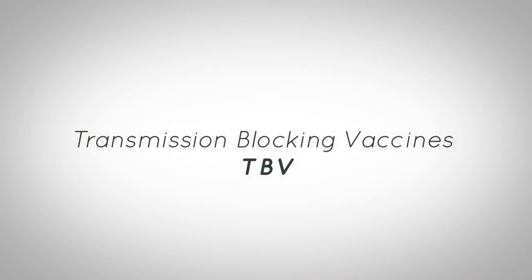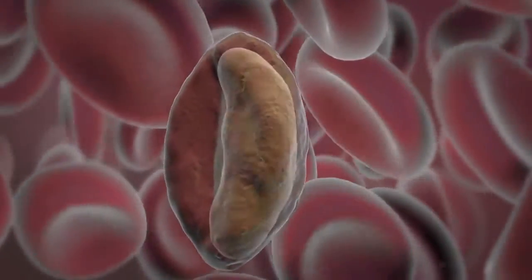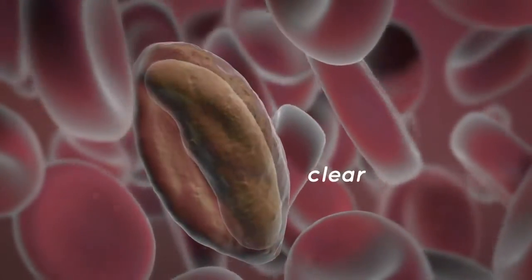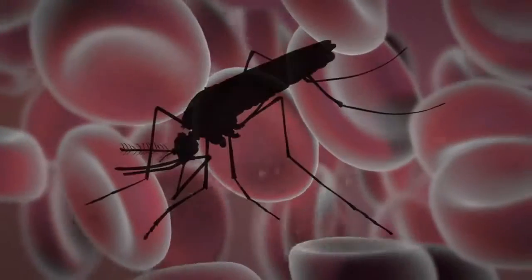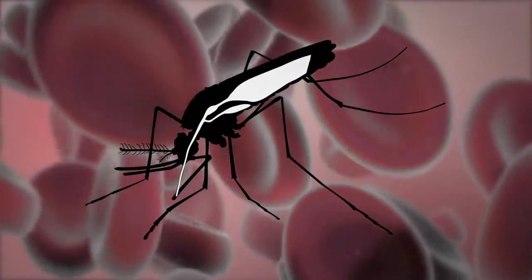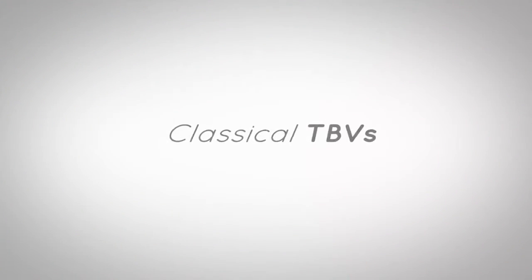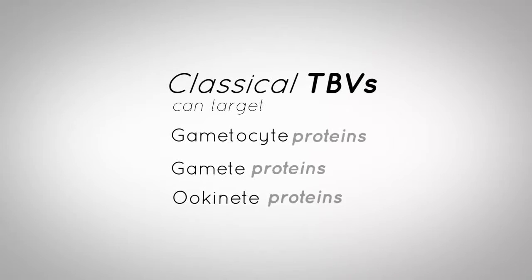Transmission-blocking vaccines, TBV. Following immunization with a TBV, antibodies elicited against parasite surface antigens can either clear gametocytes in the bloodstream or, upon uptake with gametocytes into the mosquito midgut during blood feeding, prevent downstream developmental stages, thereby blocking malaria transmission. Classical TBVs can target gametocyte, gamete, or ookinete proteins.